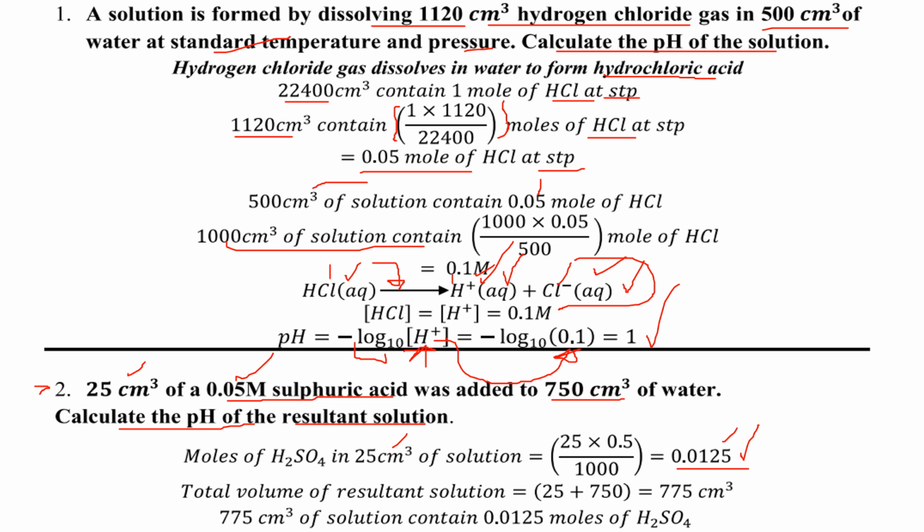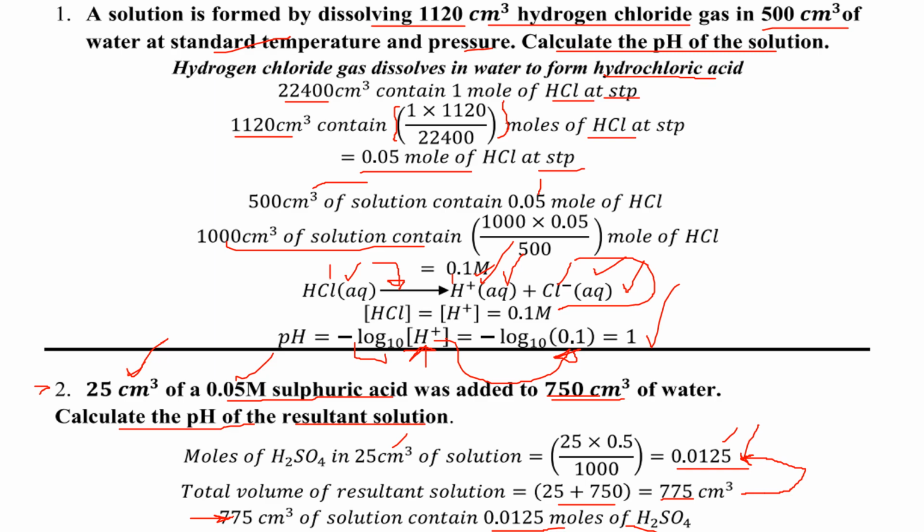But we need to get the total volume, because we got 25 centimeters cubed of the acid and we added it to 750 centimeters cubed of water. So the resultant volume is going to be 25 plus 750 to end up with 775 centimeters cubed. That means that the 775 centimeters cubed is the total volume of both the acid and water that contain these moles. Then let's get the molar concentration. Here 775 centimeters cubed of solution contains 0.0125 moles of sulfuric acid.